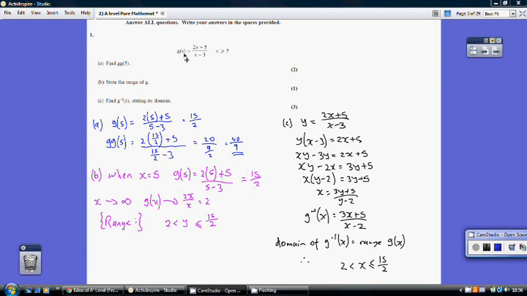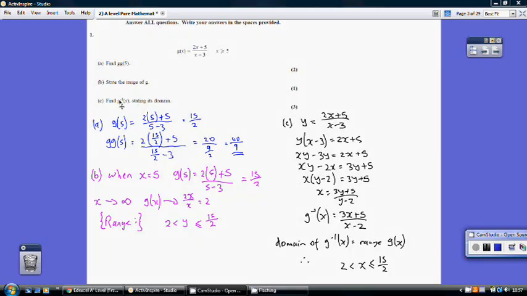Now think about as x approaches infinity, we're going to have two lots of a very big number divided by a very big number. Really the plus 5 and the minus 3 as x approaches a large number are negligible. So 2x over x is 2. So as x approaches infinity, g of x is going to approach 2. So the range is y being greater than 2, because we never actually get to 2, so it's above 2. So y is greater than 2, but less than or equal to 15 over 2.